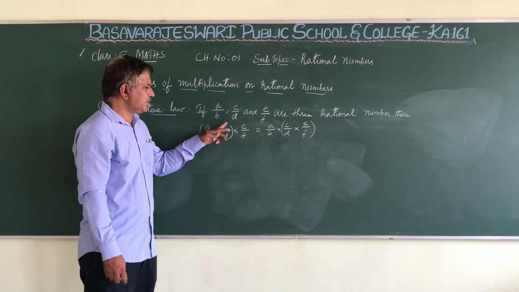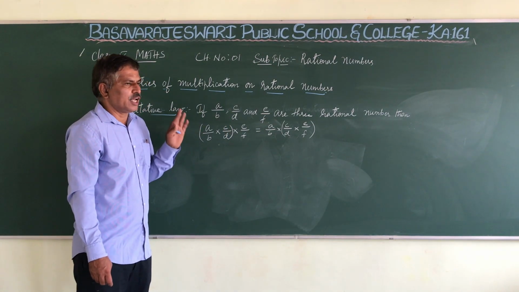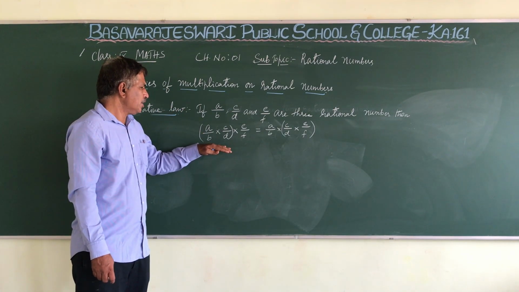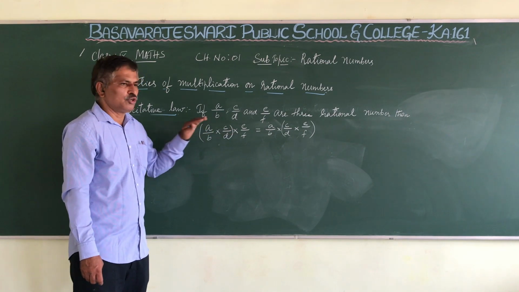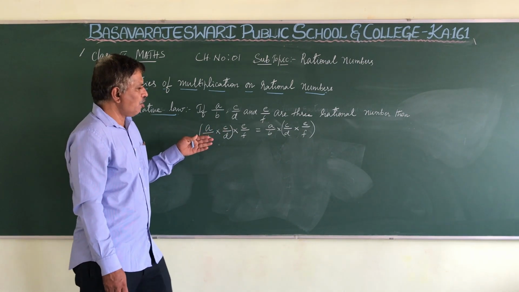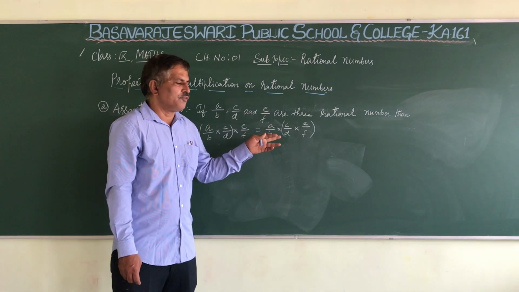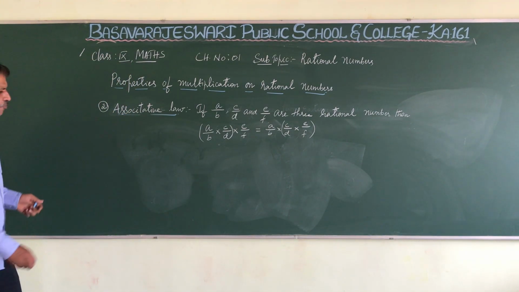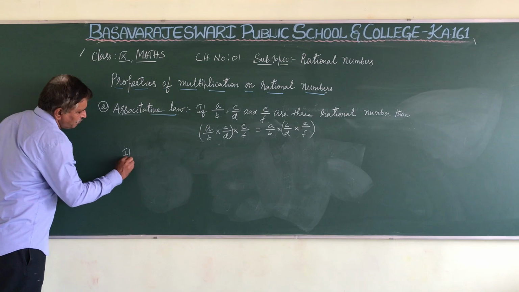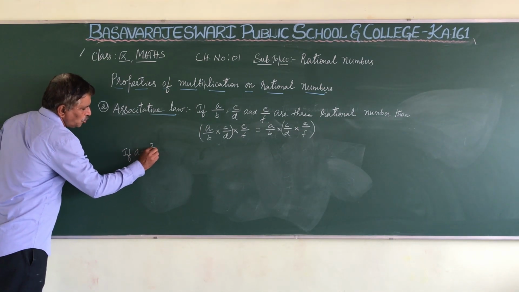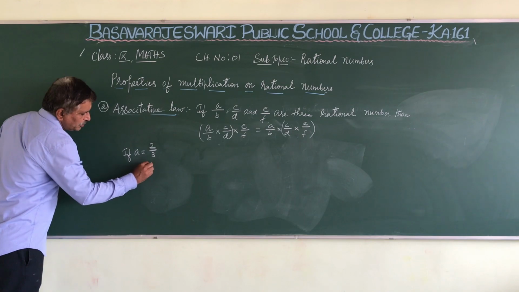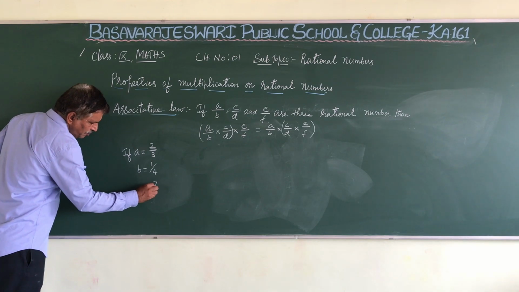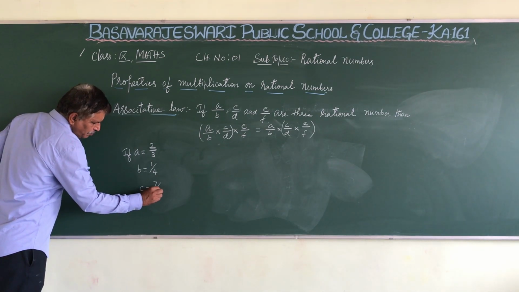If a/b, c/d and e/f are three rational numbers, then in order to prove it is an associative law, we have to prove that (a/b × c/d) × e/f is equal to a/b × (c/d × e/f). If they are equal, then the associative property gets satisfied. For that, I will take a equal to 2/3, b equal to 1/4, c equal to 7/2.